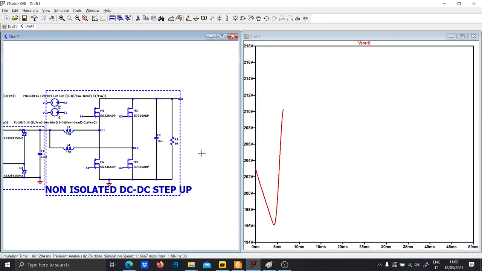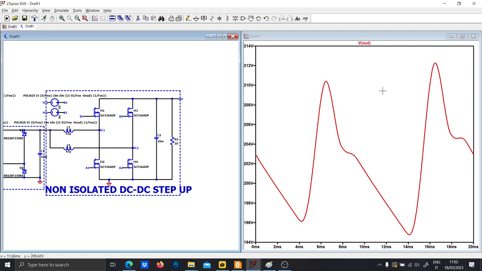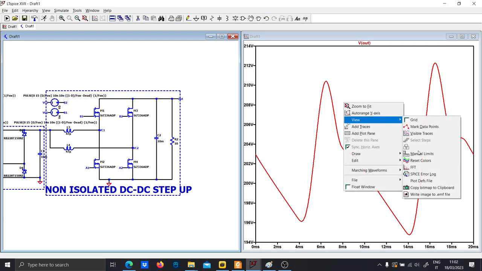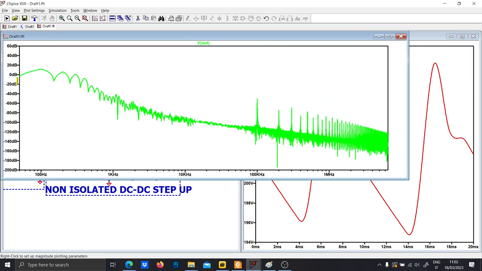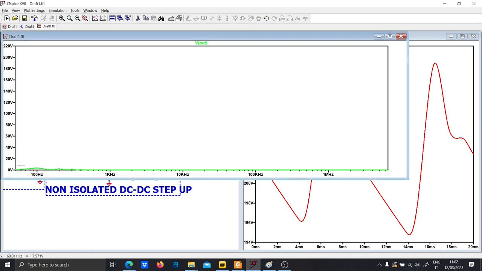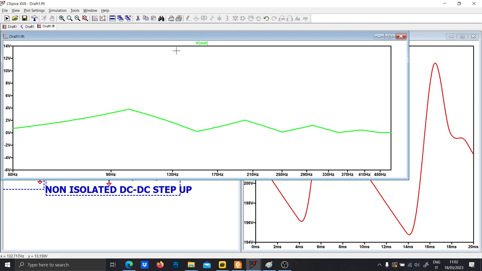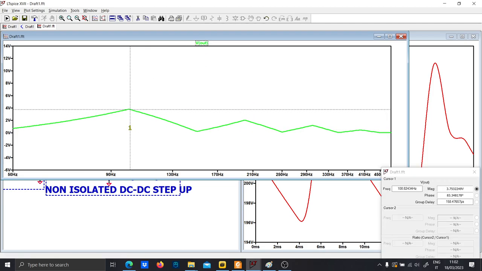So now it is just plotting the final 20 milliseconds. As you can see, you have a ripple. You don't have to be scared about this ripple here, because in real life you won't have such a big ripple. Now let's see the FFT, and let's put it to linear. We should expect, exactly. As you can see, we have a big ripple at 100 Hz because of the grid side rectification, and then it is replicated even at other frequencies.